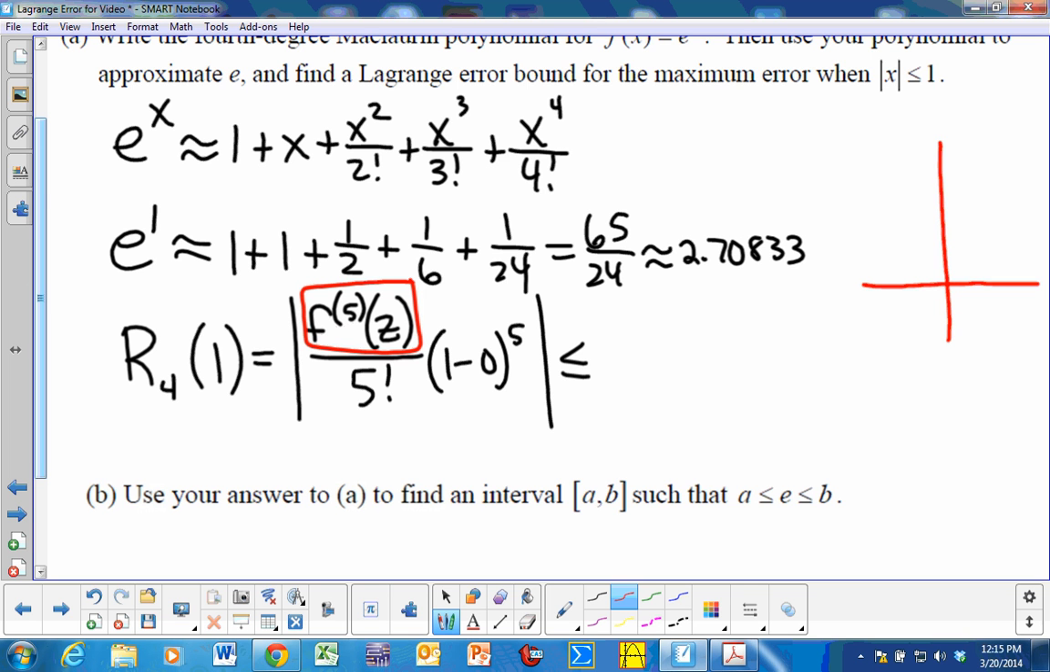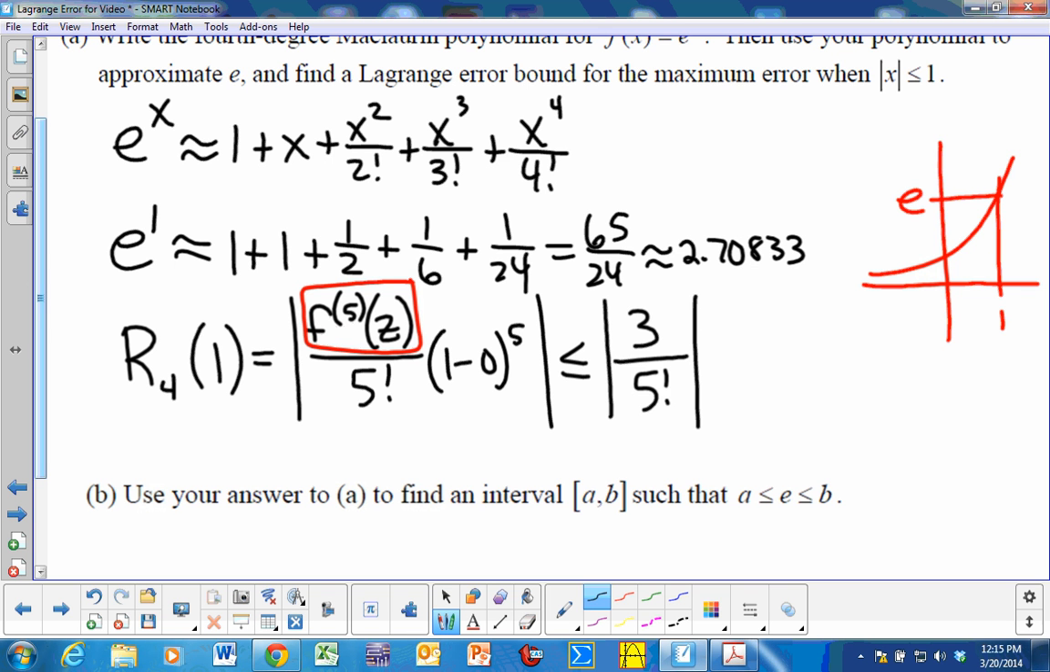If you look at the graph of e to the x, we're talking about going between 0 and 1. If we're at 1, then we know we get e. And we know e is 2.7 something. So for sure it's less than 3. So we'll just use 3 there. We know for sure that the maximum value of the fifth derivative has to be less than 3. And then over 5 factorial, and then that's 1 to the fifth, so we don't need to have anything there.